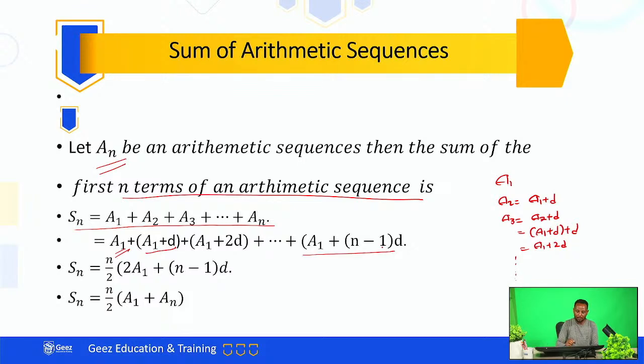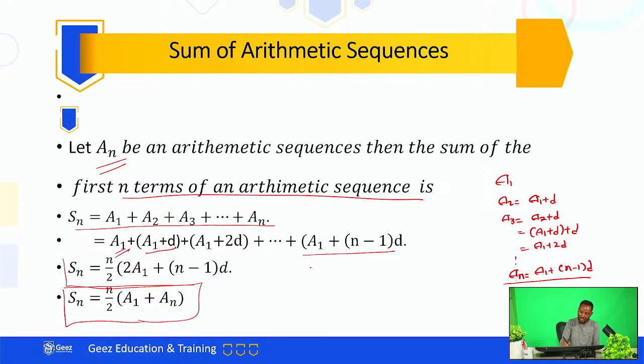Until we get the sum of the first n terms, which we derived in the previous session. So a sub n is a1 plus n minus 1 times d. This is the nth term of an arithmetic sequence. When we collect like terms, a1 on the left side and d on the other side, rearranging all of them, you will get the sum of the first n terms given by this, or this one.